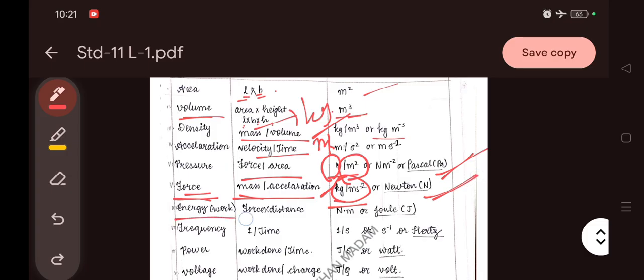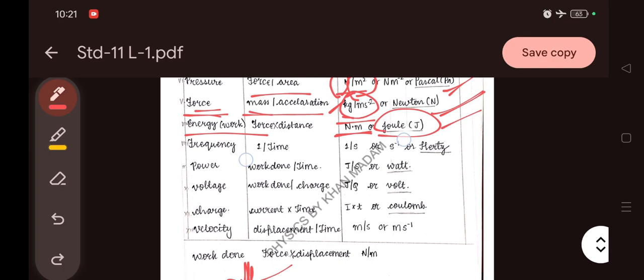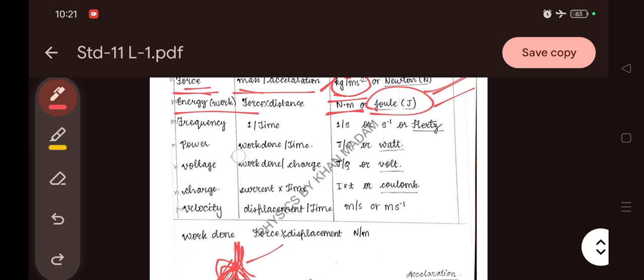For energy or work done, we know that work done can be defined as force into distance. So it is nothing but Newton meter, and Newton meter is nothing but joules. So these all are SI units. Power is nothing but work done upon time. We know that work done can be defined in terms of joule. So joule per time is nothing but joule per second, which is watt.